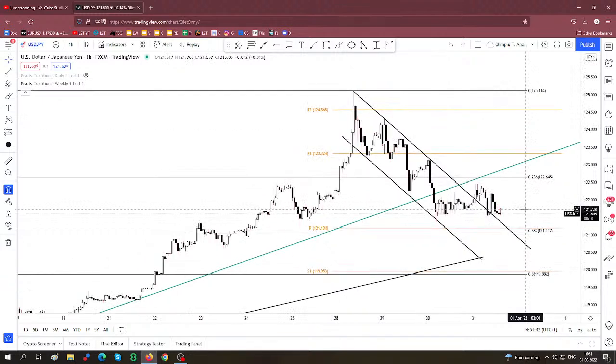The dollar index retreated a little, and right now US dollar, Japanese yen dropped also because, let's take a look, yen basket.